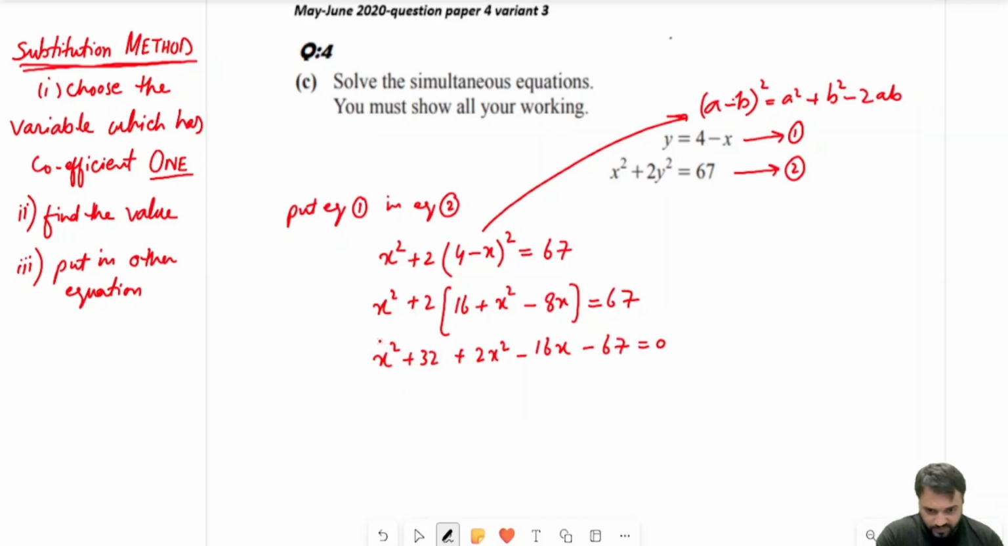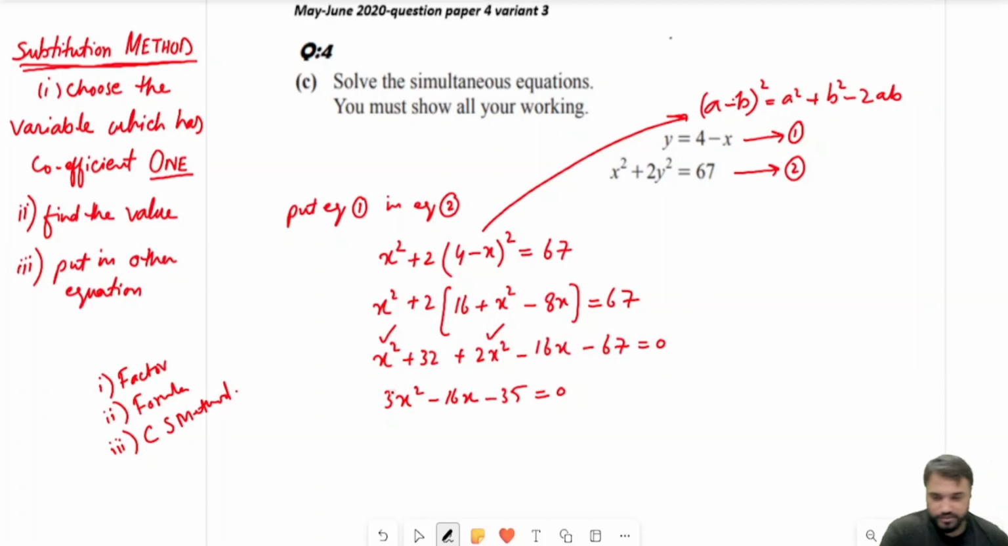We have like terms x square and 2x square. It will be 3x square minus 16x. Okay, this remains the same, minus 16x plus 32 and minus 67. Use your calculator, you will get minus 35 equal to 0. Again, this is a quadratic equation, and I have told you earlier we have three methods to solve it. One is factorization, factors. Two is the formula, that is the quadratic formula, and the third is the completing the square method. It's up to you which method you choose to solve this quadratic equation.